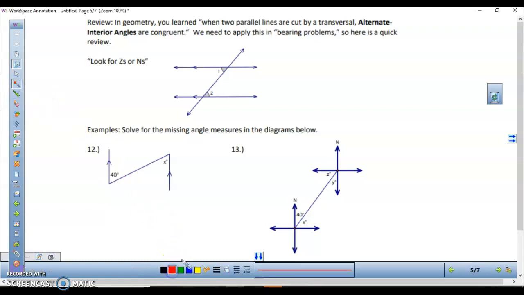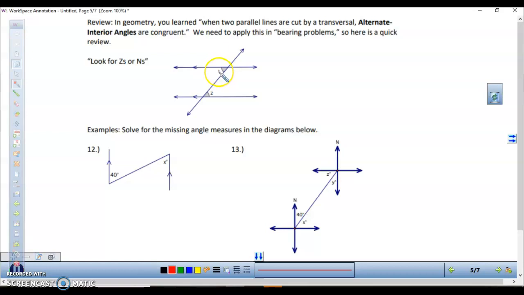So where we were at here is we were going to start talking about how to apply this bearing stuff. But before we do that, I need to review with you something that you learned in geometry class, and that is alternate interior angles. You have parallel lines, and you can recall that these little arrows on lines mean they're parallel to one another. And you draw another line that we call a transversal.